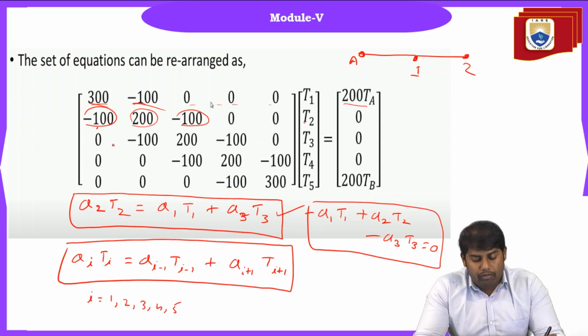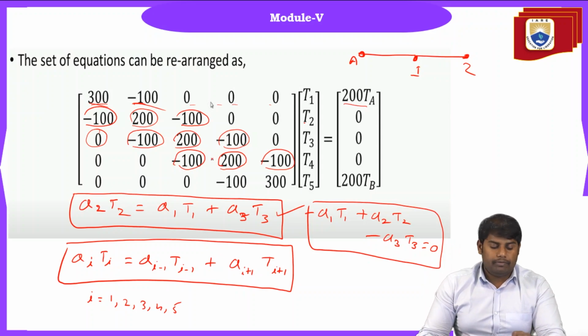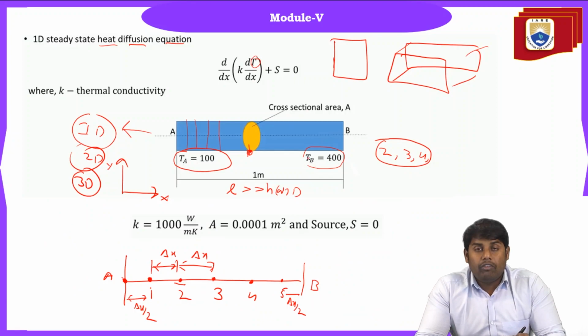Similarly, third equation, what do we have? For the third equation, there is no first term or there is no point of interest 1. For the third equation, we have second, third and fourth term. Okay. Next, for fourth equation, what we have? Third term is available, fourth term is available, fifth term is available. Similarly, for the fifth one, what happens?